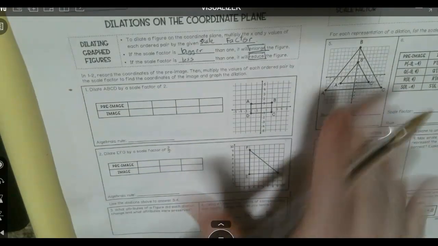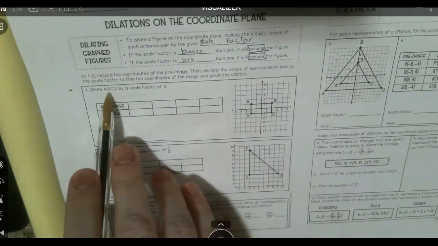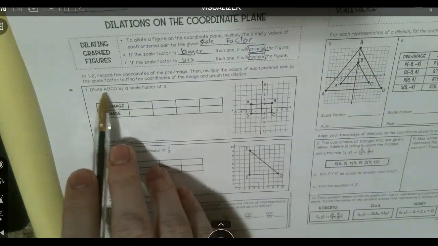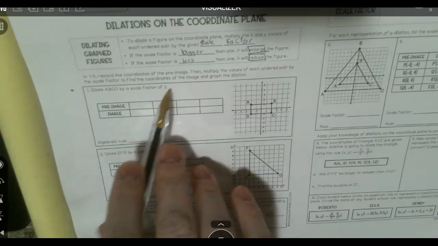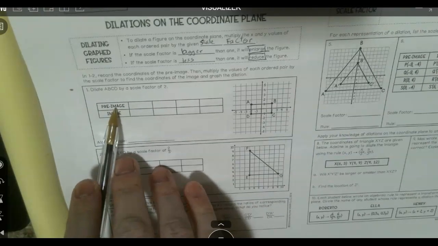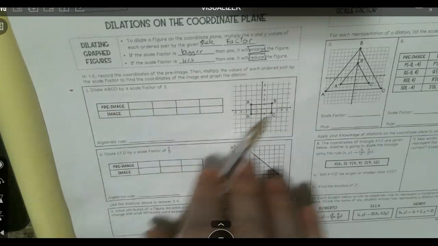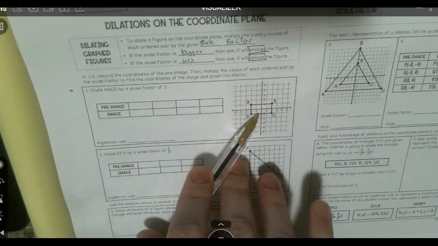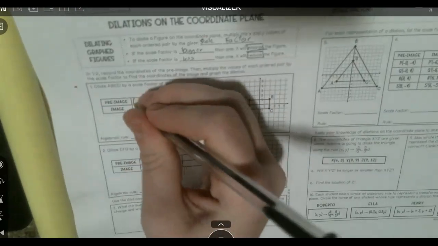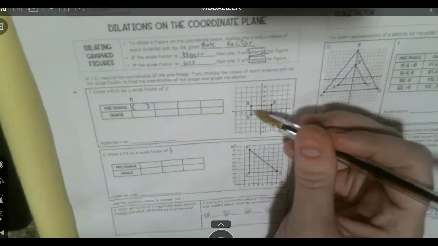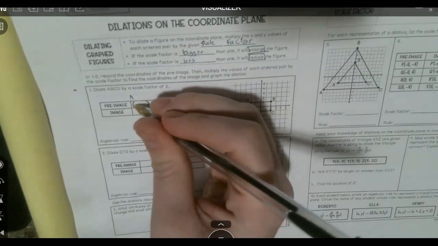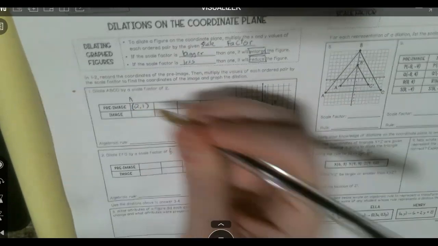First, we have rectangle ABCD, and we want to dilate it by a scale factor of 2. Now what we're going to need to do first is start with the pre-image. That's the original shape, right there. And we are going to need each of the coordinate points. I'm going to just label these to make my life easier. Point A is at -2, 1. So I'm going to write that down.